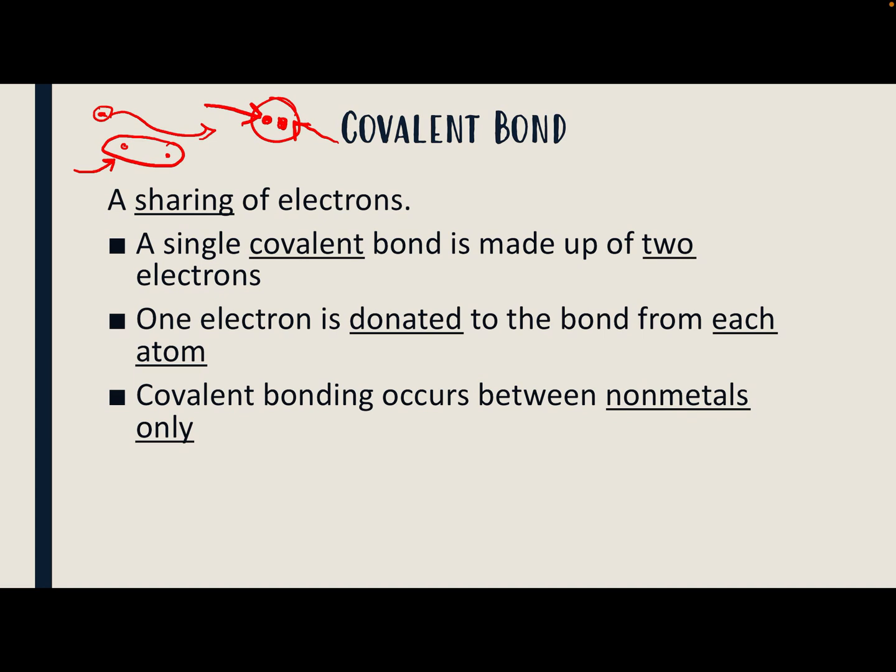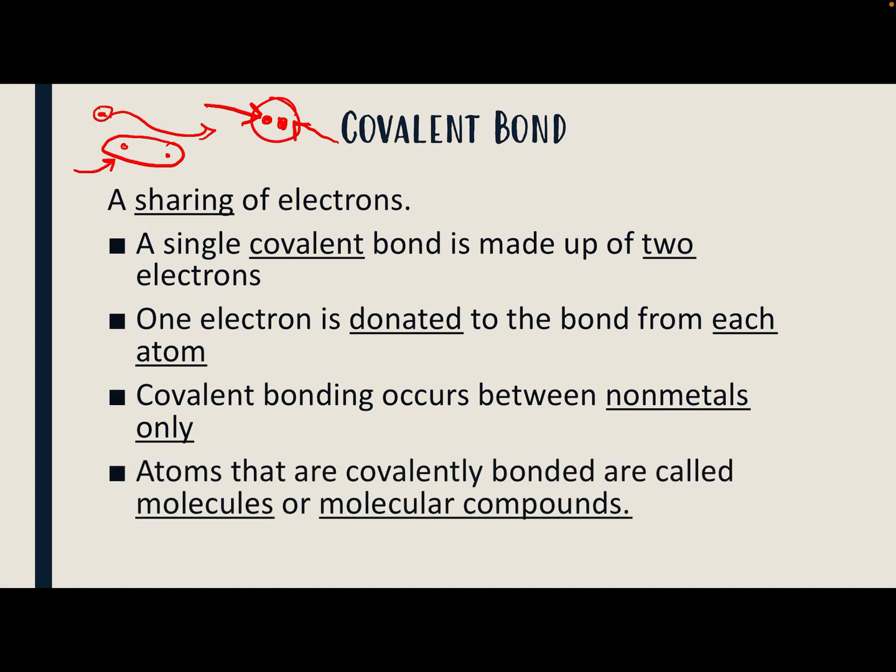Covalent bonding occurs between nonmetals only. So remember, nonmetals are on the far right of the periodic table, on the right of that metalloid line, and covalent bonds are nonmetals only. So it's important that you're able to look at a formula and tell me if it's a covalent or ionic bond, because if you look at a formula, you can tell me it's covalent because of just nonmetals. Ionic because of the metals and the nonmetals.